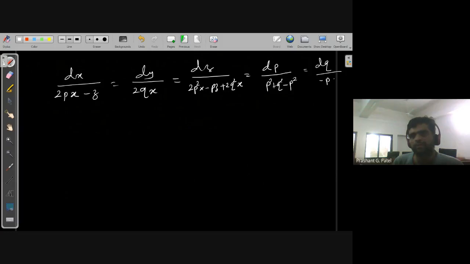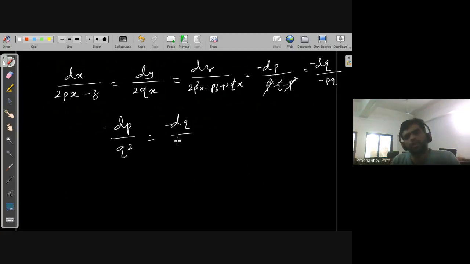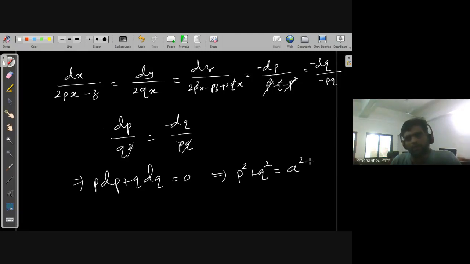Here it is minus, and here it is minus already, so this will get cancelled out. So we have minus dp upon q square, equal to minus dq upon minus pq. If you rearrange this, q gets cancelled, and the minus sign gets cancelled. So we have p dp plus q dq equal to 0, which leads to p square plus q square is equal to some constant a square.